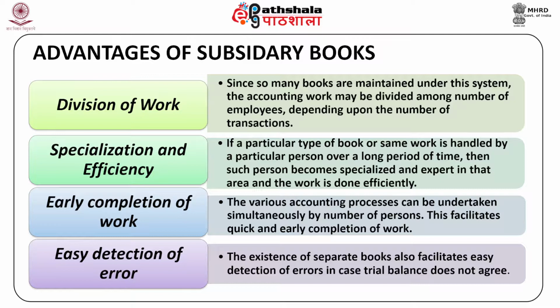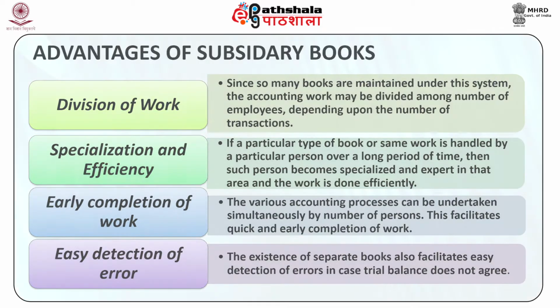The third is early completion of work. The various accounting processes can be undertaken simultaneously by a number of persons. This facilitates quick and early completion of work. Then, specialized information. Under this system, each class of transaction is recorded in a separate register or book. Thus, the related summarized information becomes available. The fifth one is easy detection of error. The existence of separate books also facilitates easy detection of errors in case the trial balance does not agree.